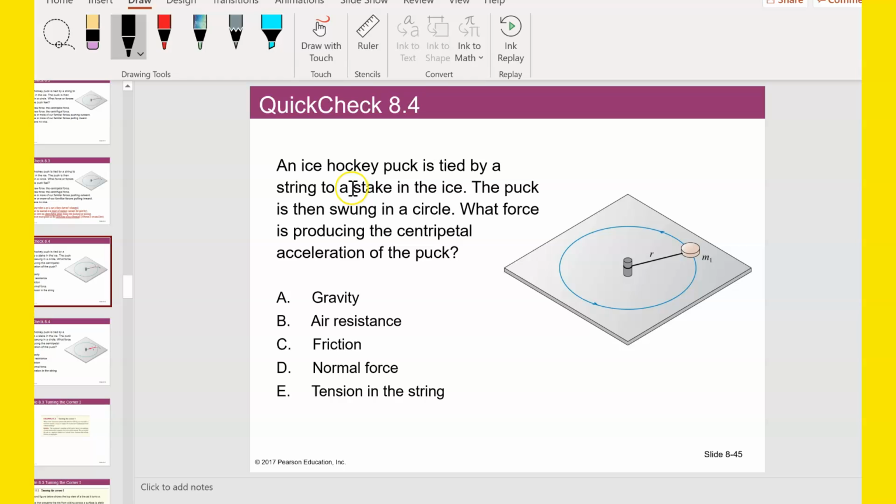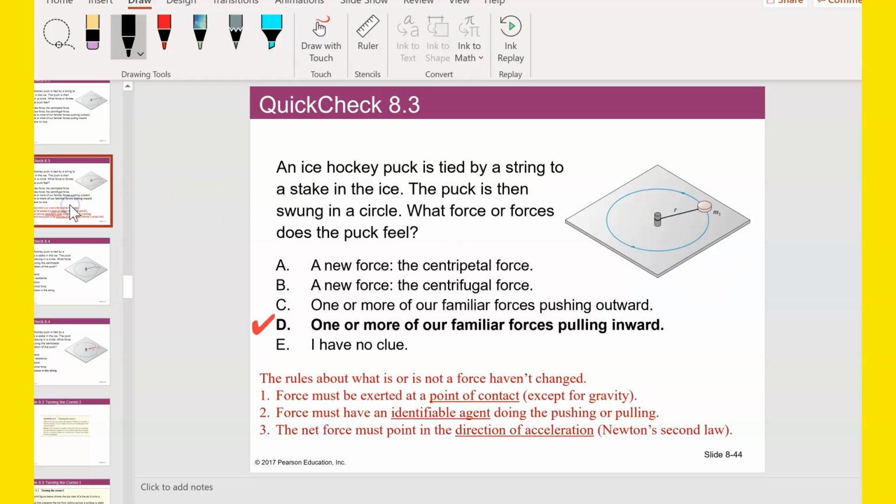Alright, an ice hockey puck. And this is now how far we made it in class yesterday. So I think what I'll do is I'll stop it right here so that you guys who were in class can start on the next video.